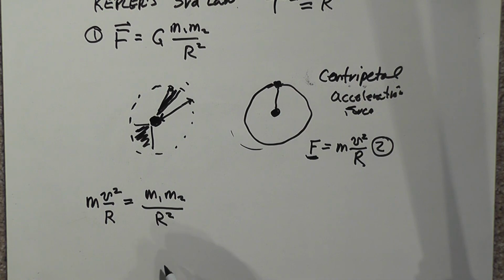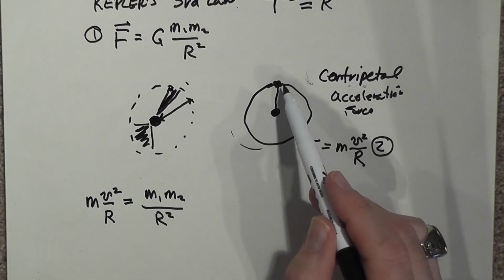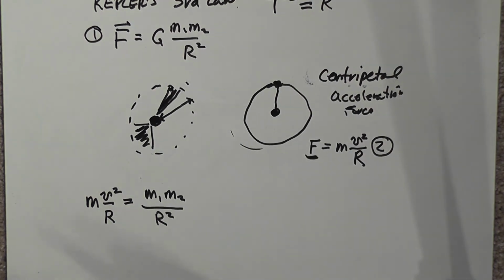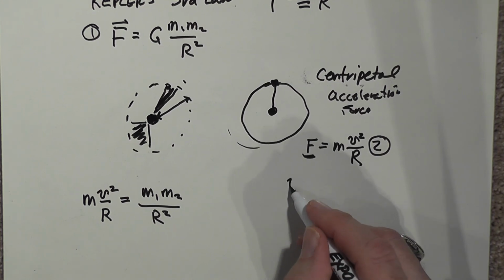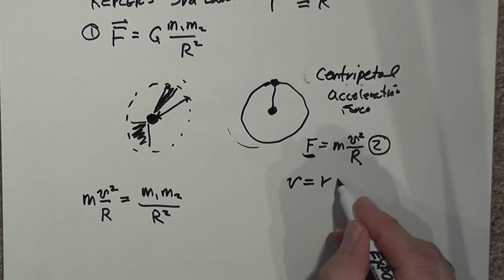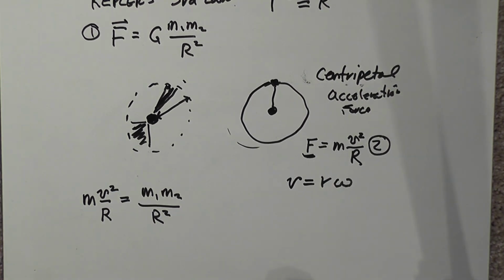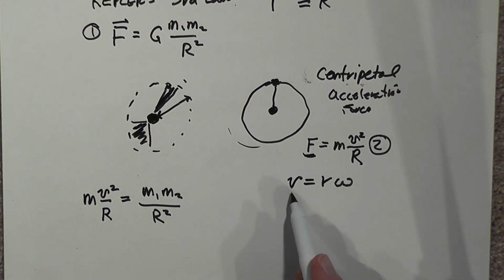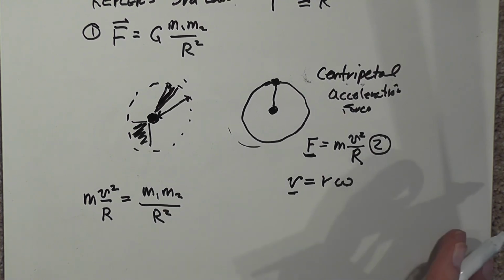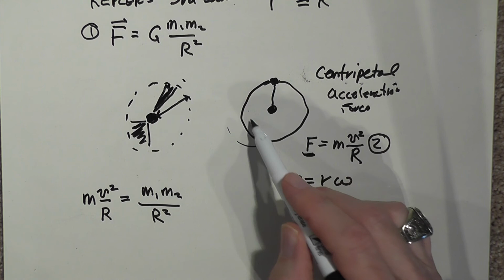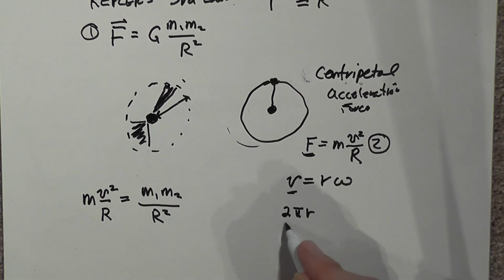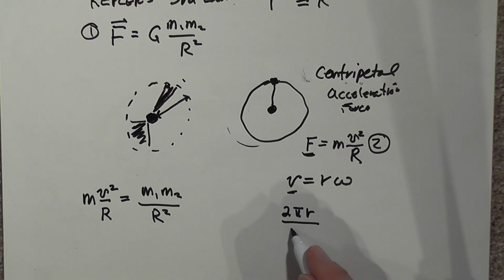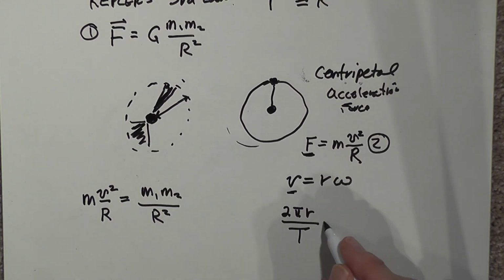Now, the first thing we need to realize is that if there is an object or a planet that is rotating, it has a tangential velocity. We know from earlier in this chapter that tangential velocity is equal to the radius times the angular velocity. We don't really care about that right now, but we need to know what the tangential velocity is. If it makes one revolution, the distance in meters would be 2 pi r. And the time it took to do one revolution is the period, so that would be T. So this is equal to v.